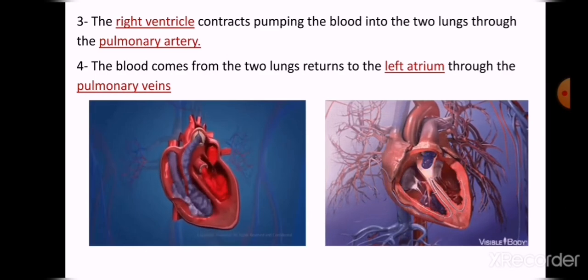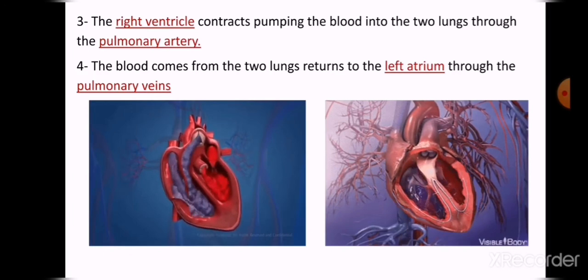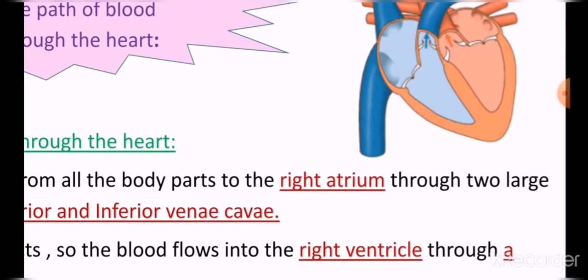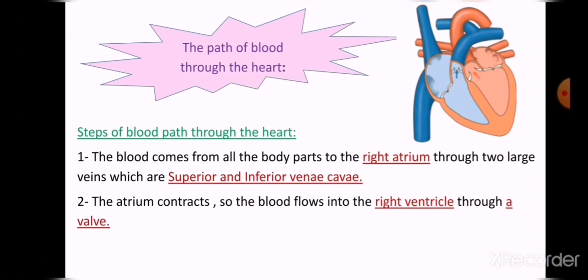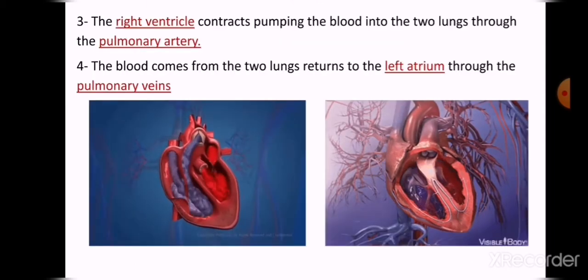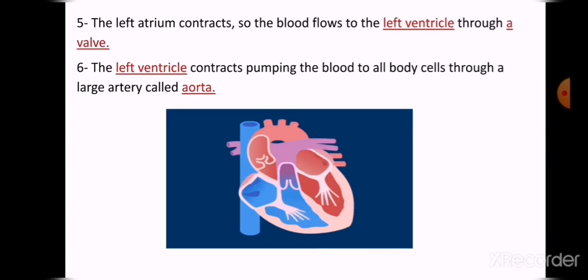So the blood comes from the two lungs and returns to the left atrium through the pulmonary veins. Then the blood enters the chamber which is called the left atrium. So the blood comes from the two lungs, returns to the left atrium through the pulmonary vein. Then the left atrium contracts. So the blood flows from the left atrium to the left ventricle through the valve.